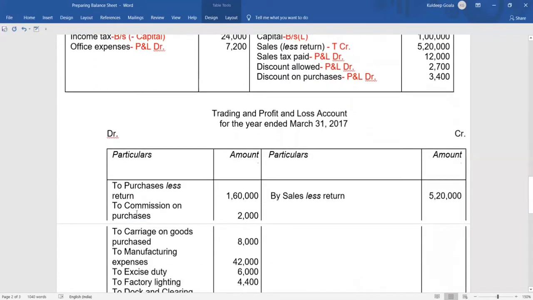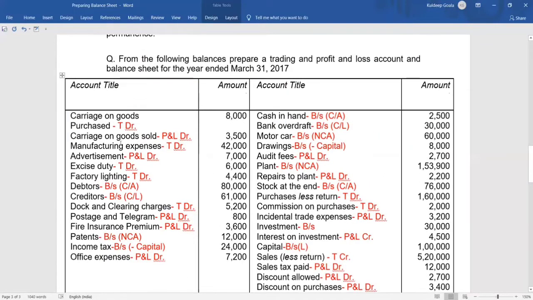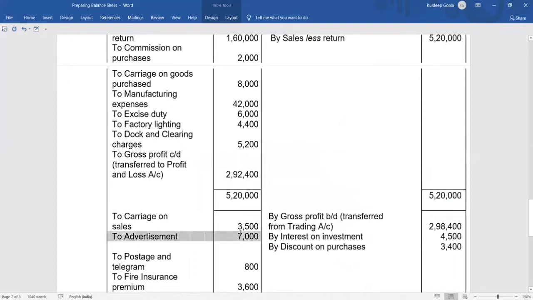So it will be "To carriage on sales, 3,500." Clear? Then let's see the next one. After that, where is the profit on advertisement? 7,000. So it will also come in as "To advertisements, 7,000." It is coming here, to advertisements, 7,000.